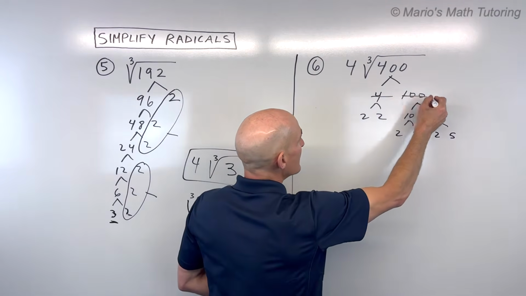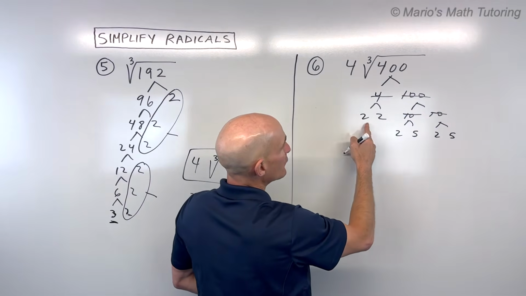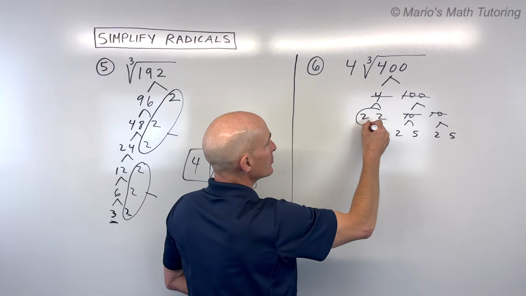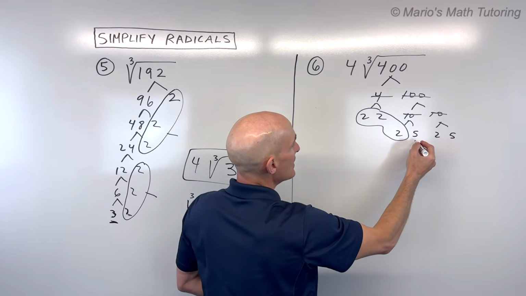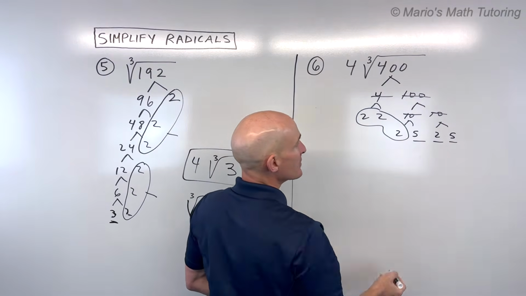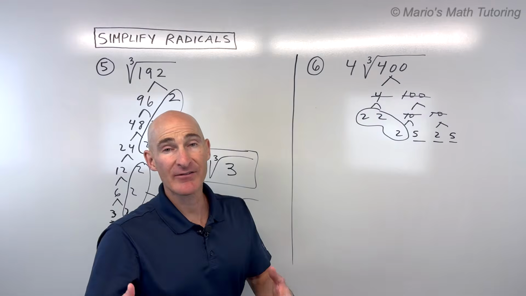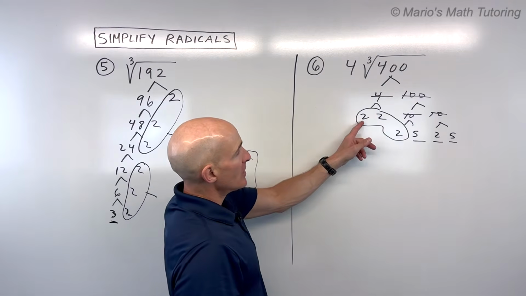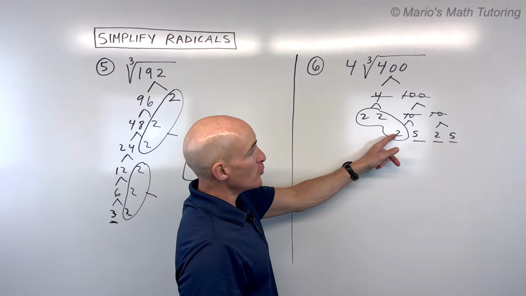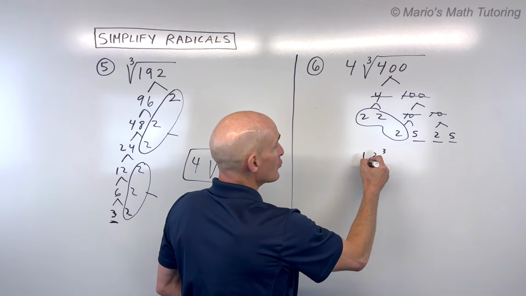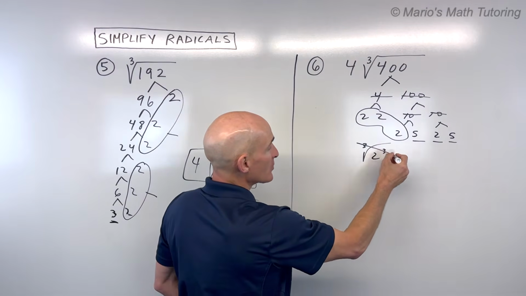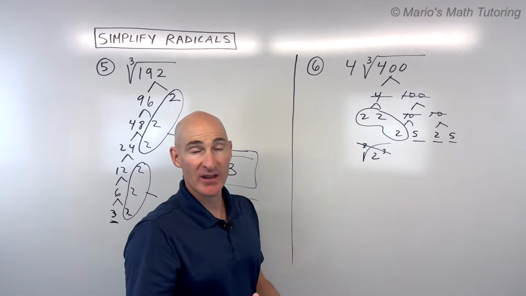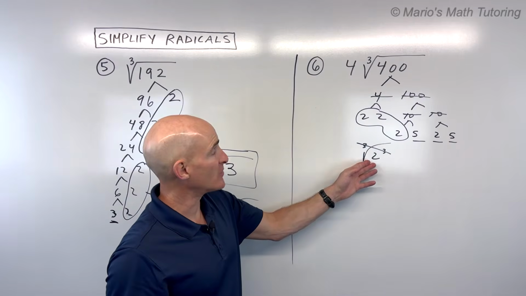Using just the numbers at the ends of the branches here, I'm looking for groups of 3 since it's a cube root. So there's 3 2's. And we don't have any other groups of 3 of the same number, so that's going to be what's left underneath that radical. This represents 2 cubed. The cube root of 2 cubed, those are inverses of each other. They undo each other. They cancel one another out. So you're just left with 2.